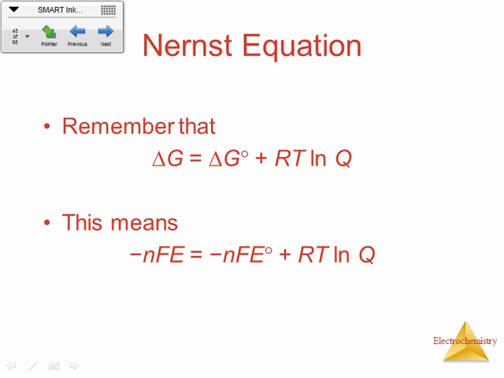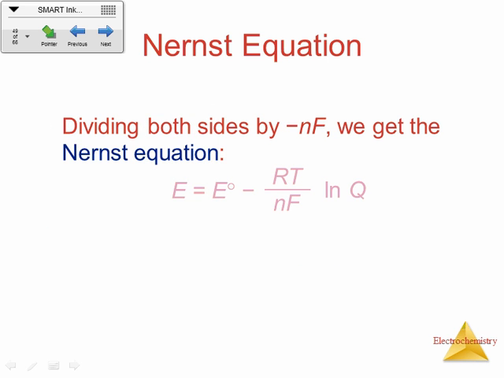So delta G equals delta G0 plus RT ln Q. I don't know if you remember that, but that's how we relate the free energy at non-standard conditions to the free energy under standard conditions. Now, because delta G is equal to negative NFE, we can plug that in instead of the delta G's, and now we've got something related to Q. So now we can relate the voltage at non-standard conditions to the voltage at standard conditions.